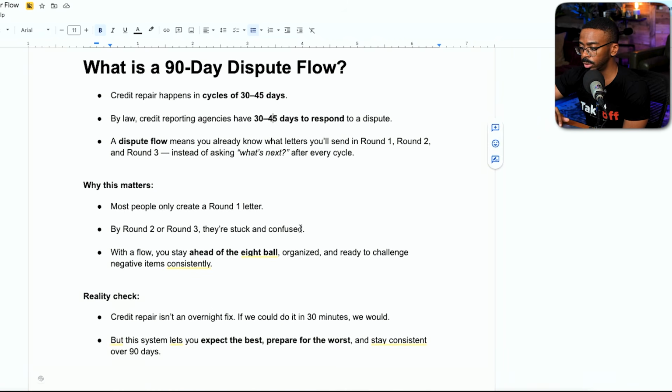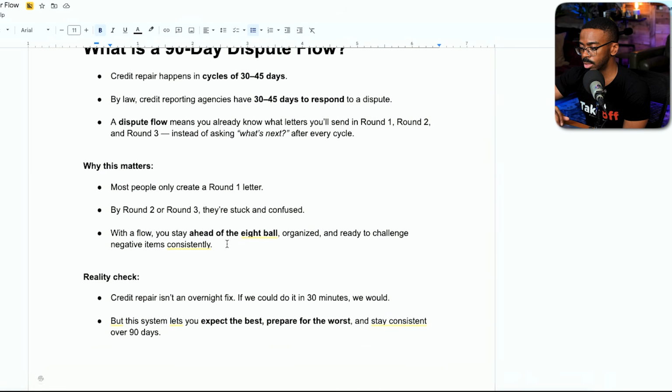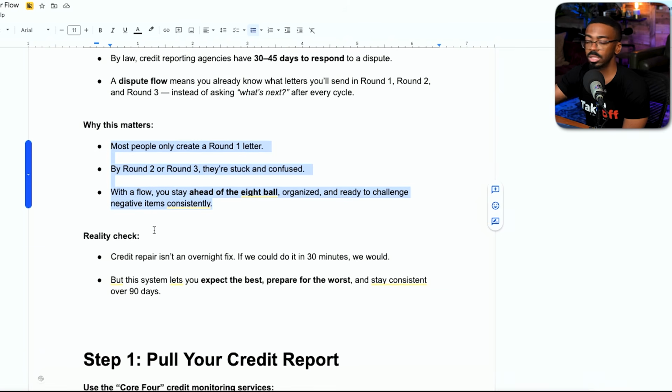So let's get a little bit more into it, right? Now, I kind of already explained this, right? Most people usually only create a round 1, round 2 letter. And by the time they get to round 2 or 3, they kind of get nervous and they don't know what to do. But this dispute flow is going to take away all that guesswork for you guys. So if you already started your credit restoration process or you're about to, this can work for you, right? You can essentially use what I'm about to provide to you and fly right through everything.